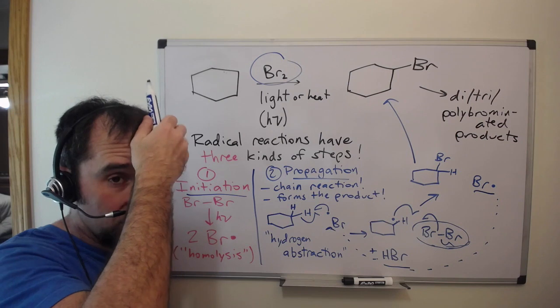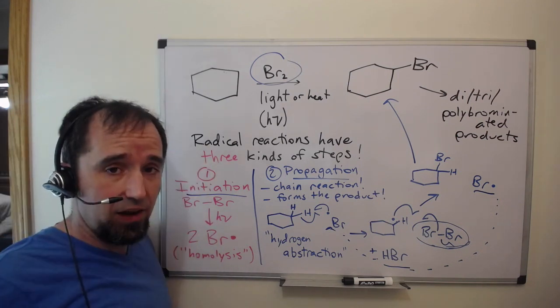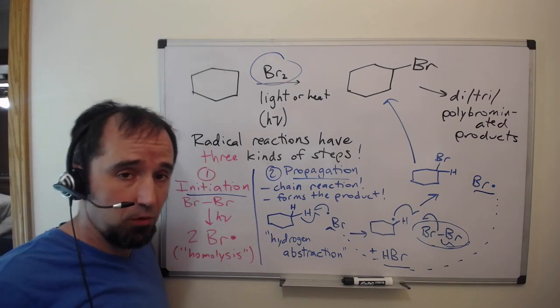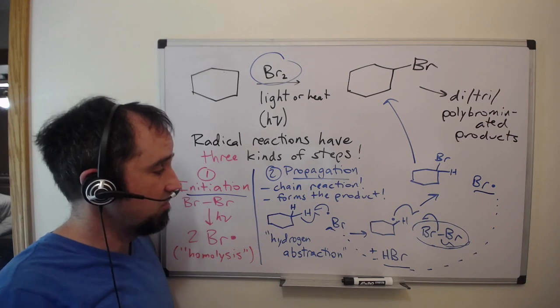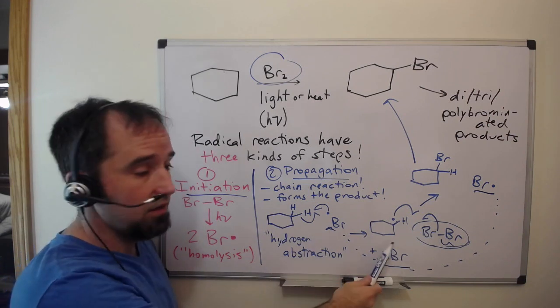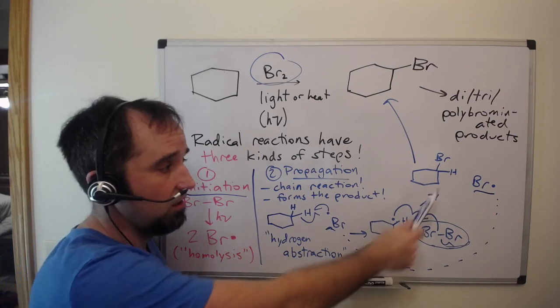Again, most of the products in a reaction are formed by this propagation step. What makes it a propagation step is that I'm starting with one radical and I'm ending with a different radical. This is also a propagation step.